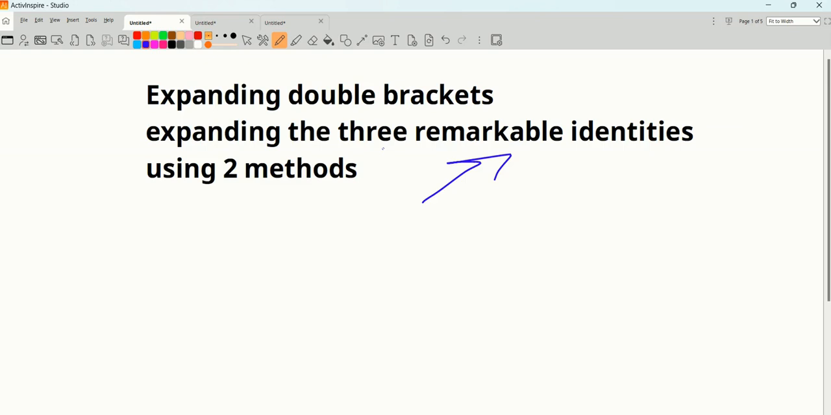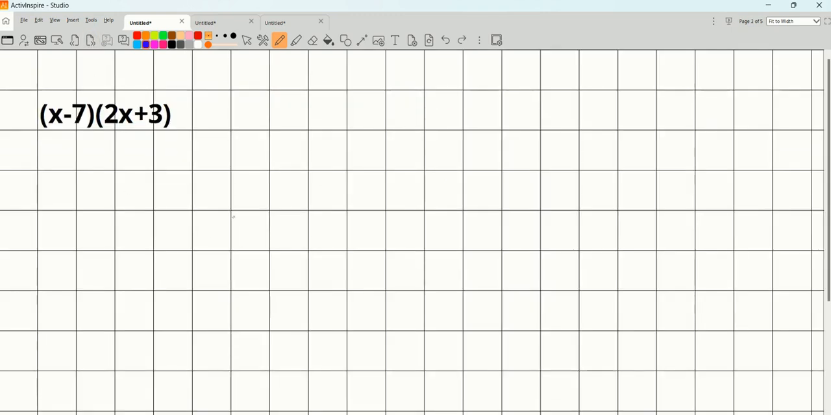And in regards to the remarkable identities, we are going to go over each one in two methods, either using the double brackets method seen in the first example, or just using the quick way with applying the formula which is required for the remarkable identities. All right, for the first one, we have x minus 7 times 2x plus 3. This is just purely expanding using double brackets.